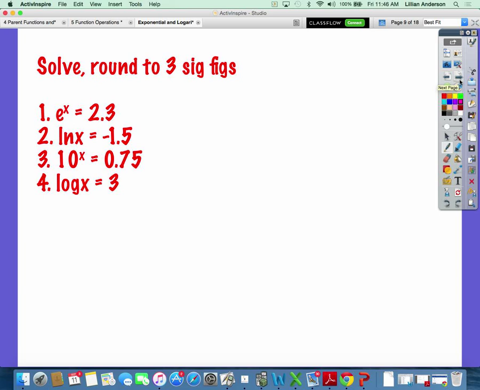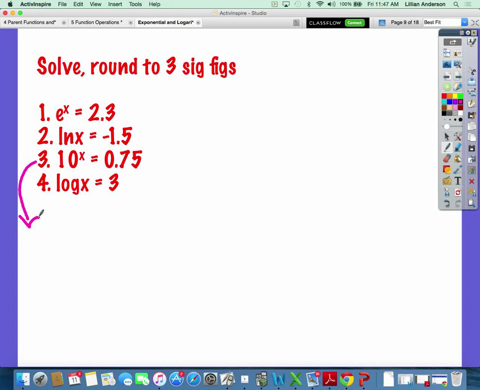Solve these. This is how I'll do this: I'll do 2 with you guys, and you do 2 on your own. Which 2 do you want me to do with you? Okay, it'll only be 2, so 3 and 4. We're going to solve these to 3 significant figures, so we will be using our calculators.